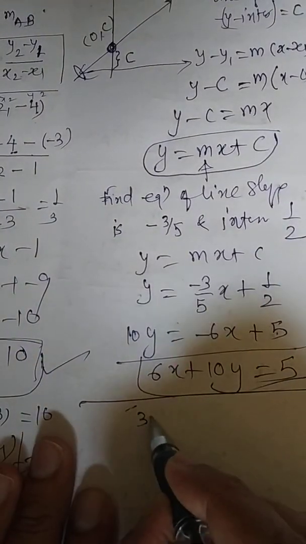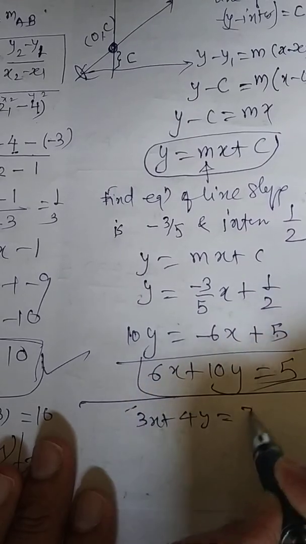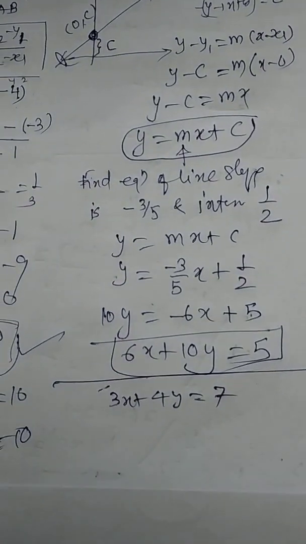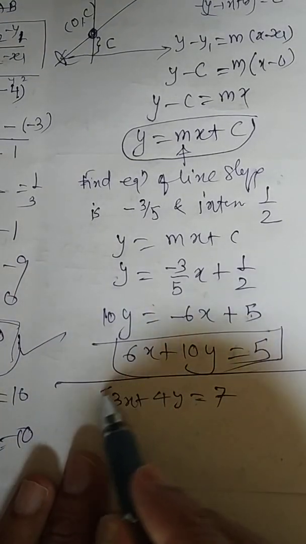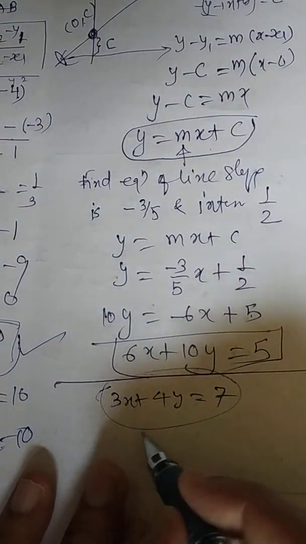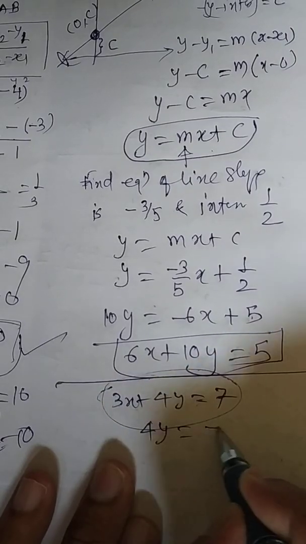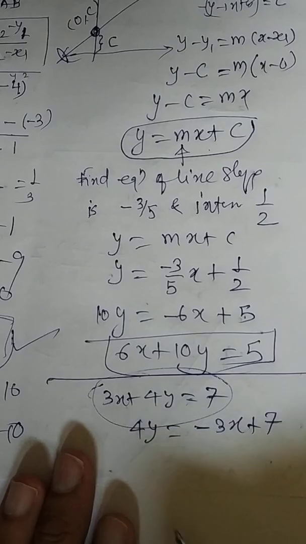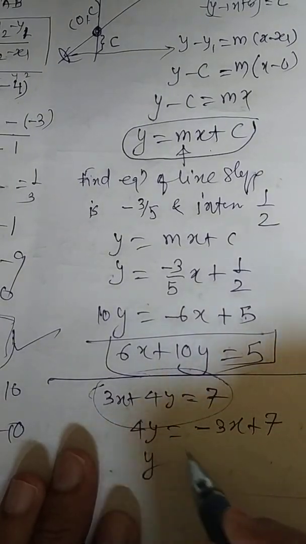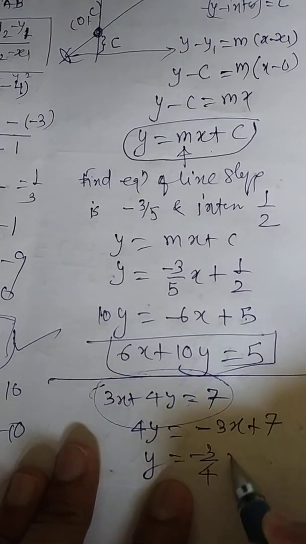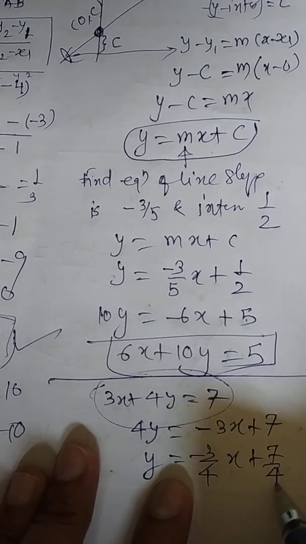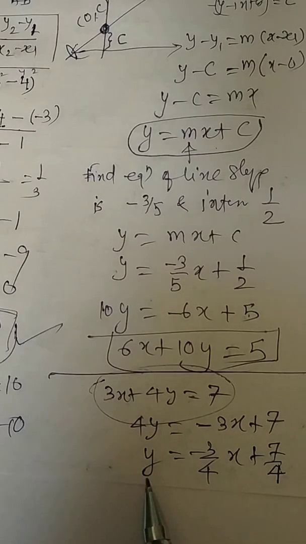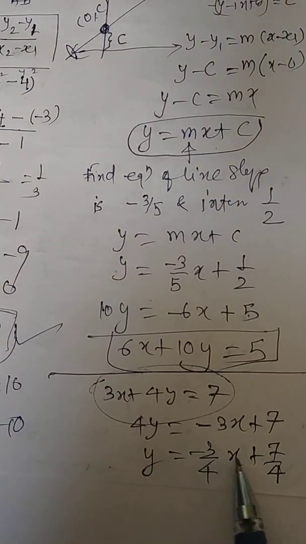Look, 3x plus 4y is equal to 7. My intention is to tell you what the slope of this line is. It's very easy now, no need to find two points. So I am putting this equation in this form: 4y is equal to minus 3x plus 7. Do you agree? Next, dividing by 4, y is equal to minus 3 by 4 x plus 7 by 4. Now I have written the equation in the form y is equal to mx plus c.